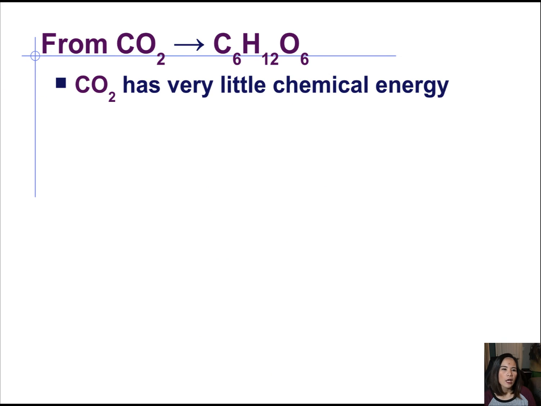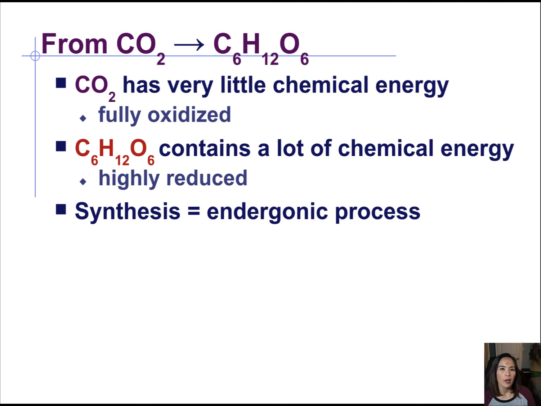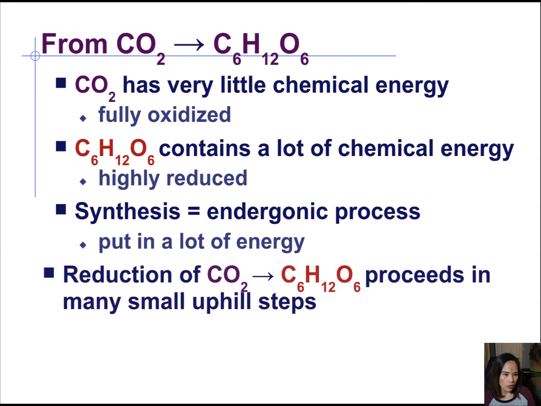And from carbon dioxide, to be able to produce sugar, it needs to be fully oxidized. And that's when the oxidation happens, so that your carbon dioxide is able to be synthesized to produce C6H12O6, which has a lot of chemical energy in it. It's highly reduced. And by the way, this process is an endergonic process. So it's like synthesizing the carbon dioxide, so it puts in a lot of energy.